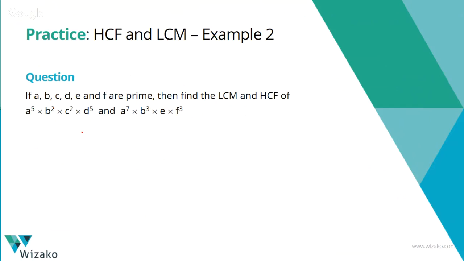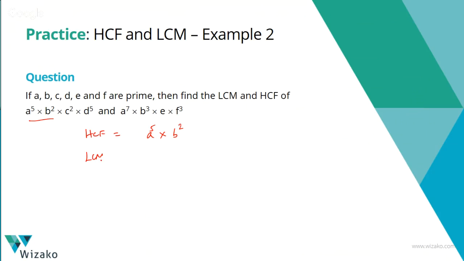Right, we'll quickly run through the process here as well. HCF lists down only common primes. The common primes between these two numbers are A and B. List those primes in their respective smallest power. The lowest power of A is A power 5. In the case of B, it is B square. So A power 5 into B square is the HCF.